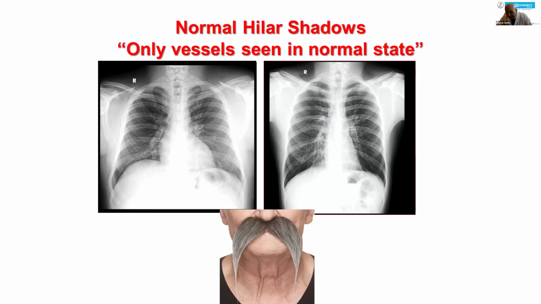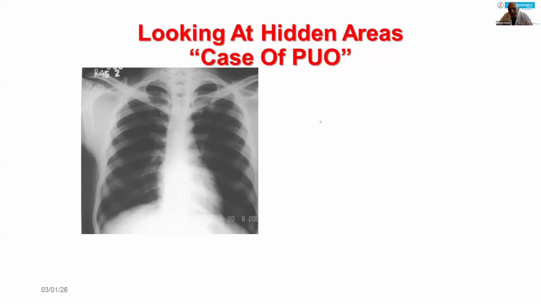Also, look at the mediastinum. If you look at the trachea and bronchus, there is hardly any space between the trachea and the pleura. If there is a space between the trachea and the pleura, or the bronchus and the pleura, that means something is there in that region, which could be causing this kind of a shadow. It could be a lymph node, or it could be a mass lesion. Look at the hidden areas.